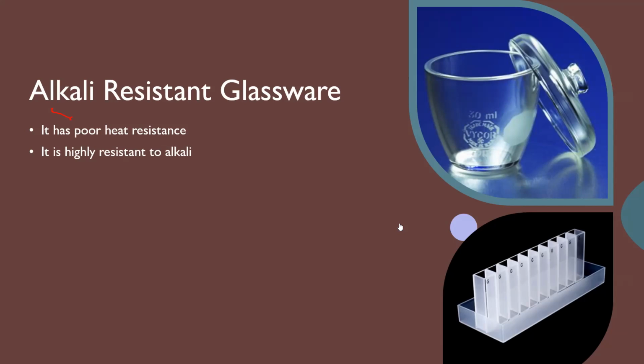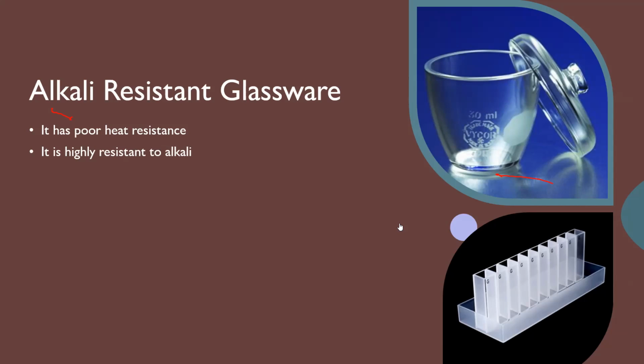However, if we are going to compare the alkaline resistant glassware to our borosilicate glassware, it has a poor heat resistance. Actually, half of the thermal resistance of the Pyrex. If the thermal resistance of Pyrex is below 515, then half of that will be the thermal resistance of our alkaline resistant glassware. Example of an alkaline resistant glassware that we have is this one, the Vicor. Okay, this is a Vicor crucible that can be used in the clinical laboratory.